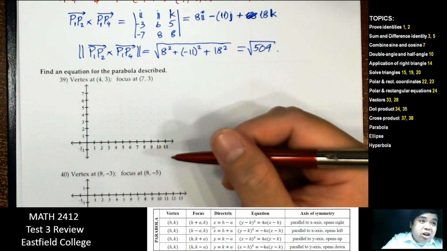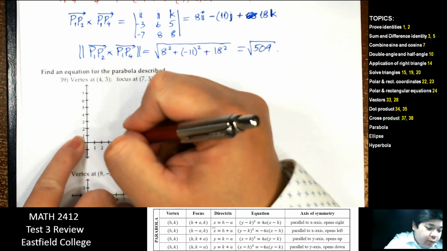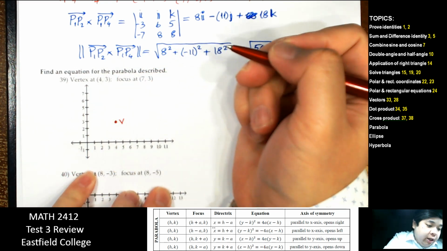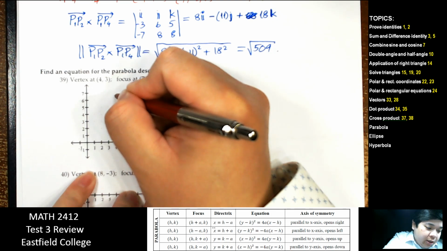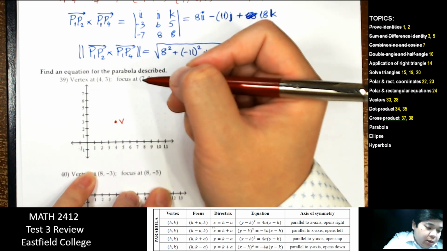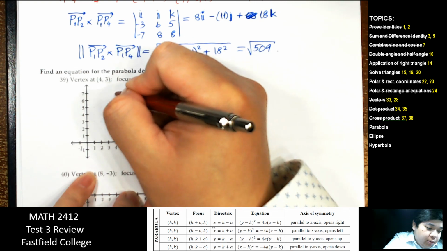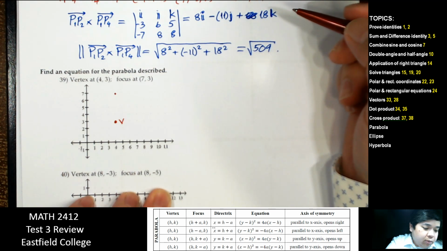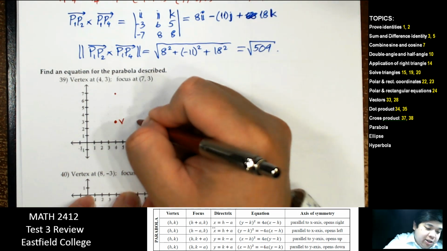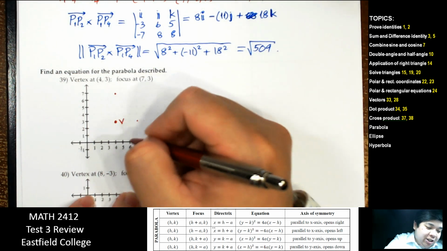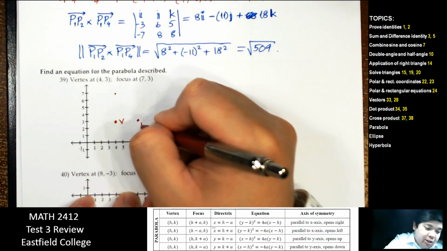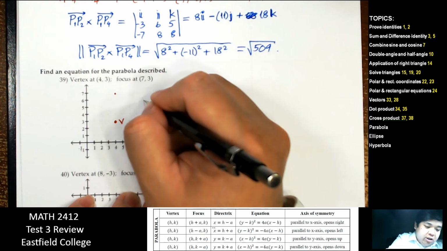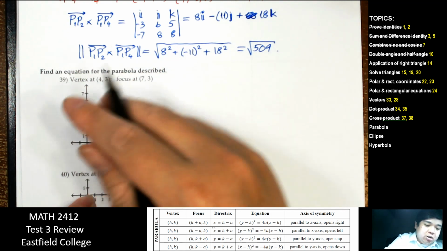So doing 39 here. The vertex is 4 and 3. And the focus is 7 and 3. I mean this. So 4 and 3, 7 and 3. So this will be the focus. Next, since the graph will go through the vertex and around the focus, so it will be like this. Just get a sketch. So kind of like that.